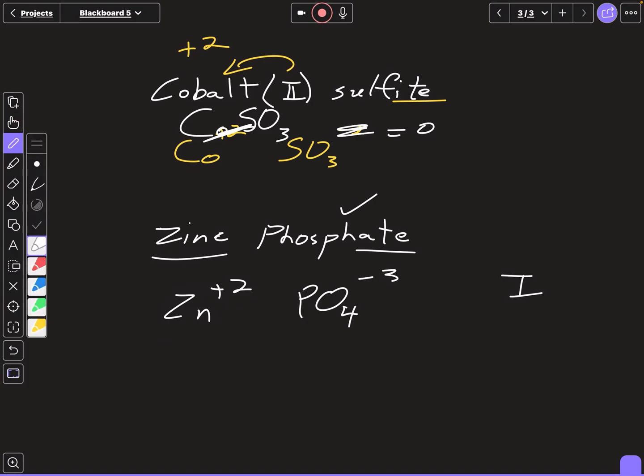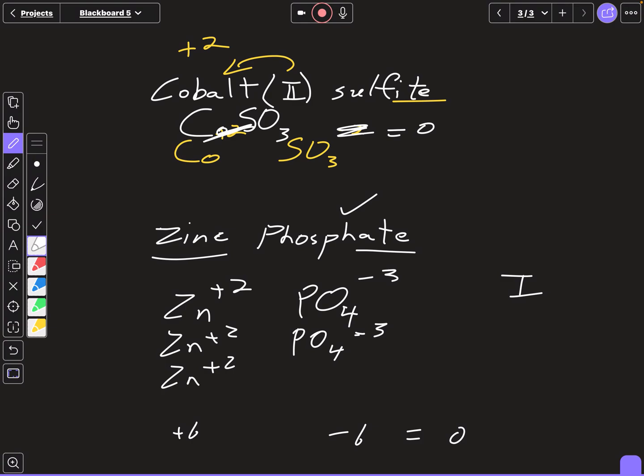I can say, well, +2 and -3, I have to look at the least common multiple, which would be 6. I need a +6 on there, and I need a -6 for those to add up to 0. So for zinc, that means I would need 2 more +2 ions to add up to +6. For phosphate, I would need to add 1 more phosphate ion that has a -3 charge. Those would add up to -6.